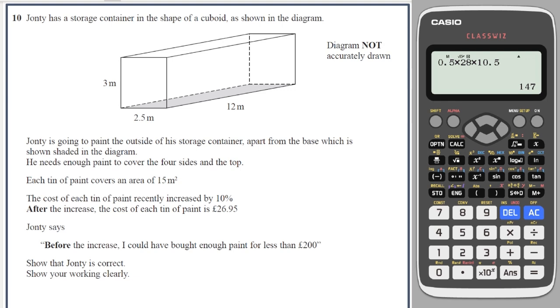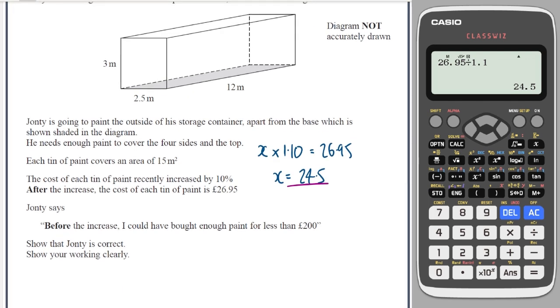So let's find out how much it was before. So if we call before x, then x was multiplied by 1.10. That's a 10% increase. And that equaled the new price. So let's find how much the old price was by dividing by 1.1. So 26.95 divided by 1.1 is equal to 24.5. So that's how much the paint used to cost. Jonty says, before the increase, I could have bought enough paint for less than £200. Show that he is correct.